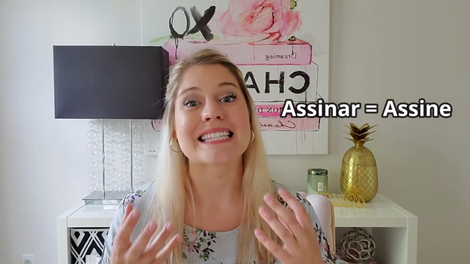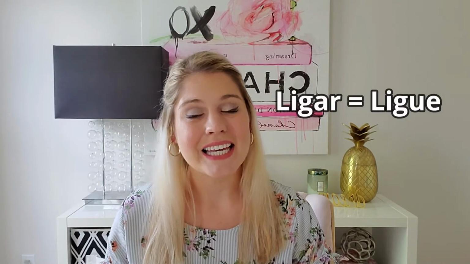Assinar becomes assine. Assine aqui. And ligar is a little bit of an irregular one. It still becomes ligue. Ligue para sua avó. But you're going to change the spelling. Because it's a G, if you put just GE, it would be lige. So we want to keep the sound ligue. So you need to add a U. L-I-G-U-E. Ligue.